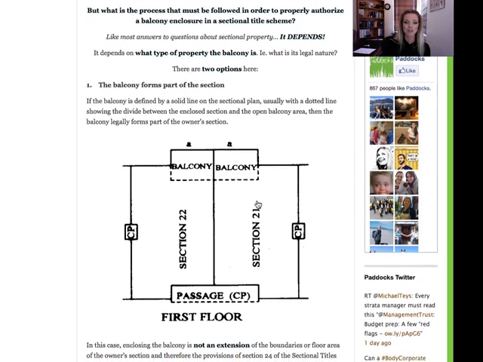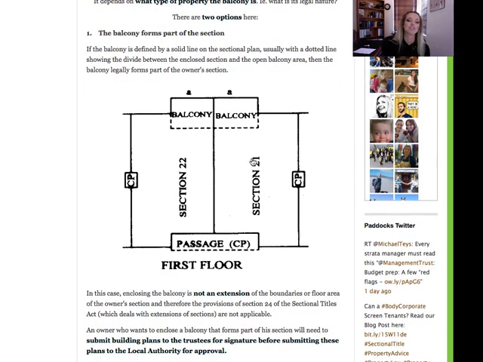So what happens when an owner wants to get authorization to enclose a balcony that's part of the section? Well, the first thing that we need to note is that because it's part of the section, it's not going to be an extension of the section. Enclosing that balcony doesn't trigger the need for the procedures of Section 24 of the Act to be followed. So all that owner will need to do is to submit the building plans to the trustees for approval before submitting these plans to the local authority.